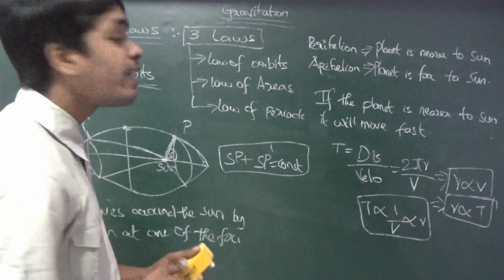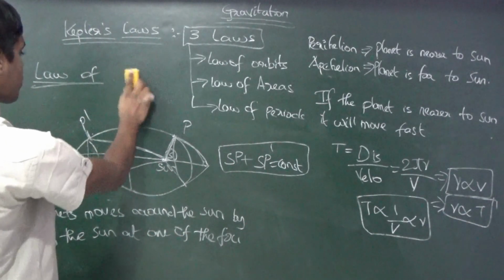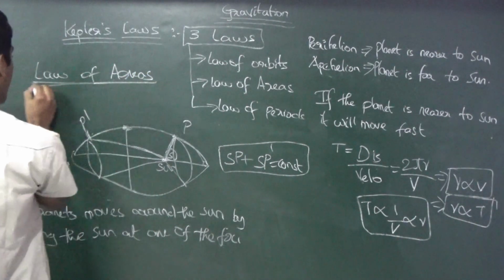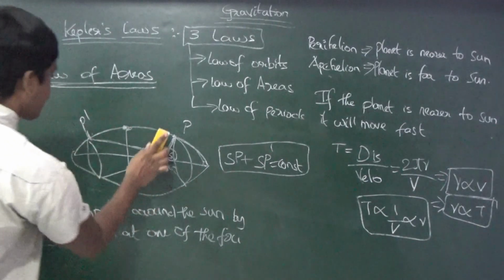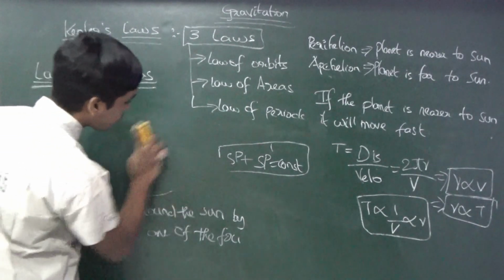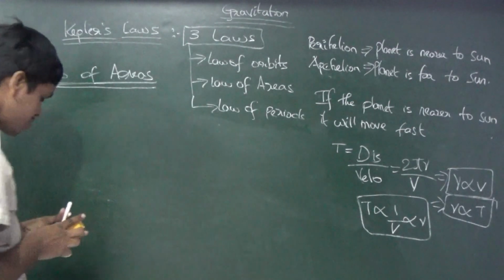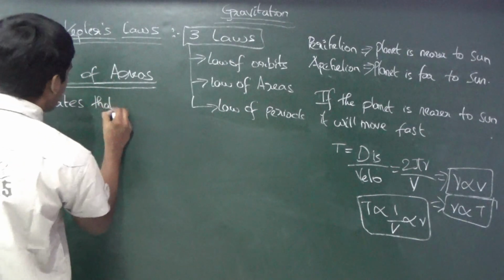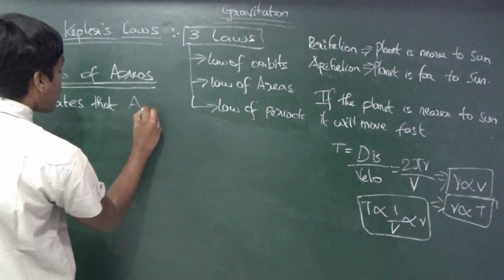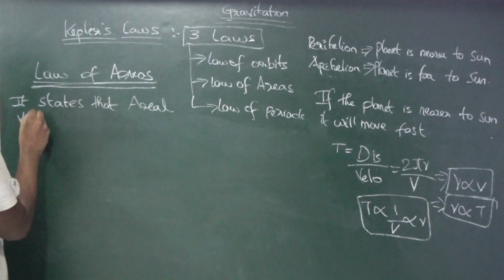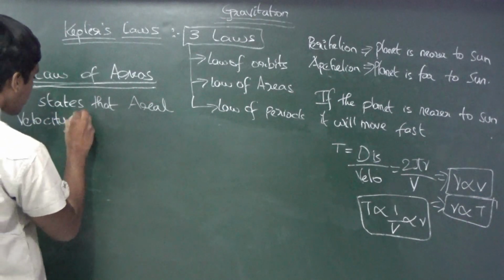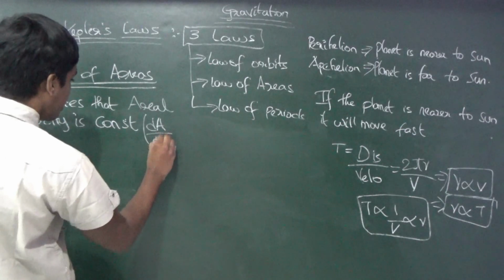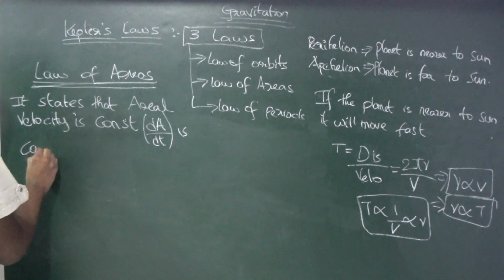Now we will discuss the law of areas. Second one. First we will write the definition. It states that areal velocity is constant. Mean areal velocity is constant. That means dA by dt is constant.